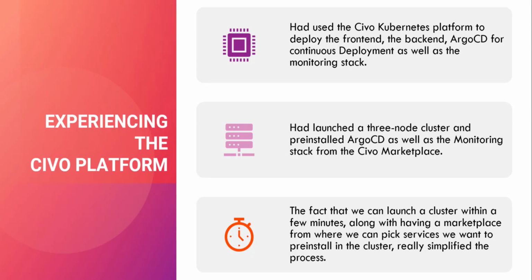In this project, I have used the CIVO Kubernetes platform to deploy the front end, the back end, Argo CD for continuous deployment as well as my monitoring stack. For that, I launched a 3-node cluster and pre-installed Argo CD as well as the monitoring stack from the CIVO Marketplace. The fact that we can launch a cluster within a few minutes, along with a marketplace from where we can pick services we want to pre-install in the cluster, really simplified the process.